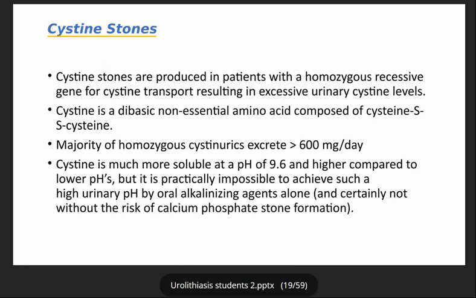The last type is cystine stone, and usually these stones are genetically formed because of abnormality in the amino acid cysteine. And to get rid of this stone, you have to make the urine pH very alkaline, more than 9.6, which is not very practical in real life. So the advice we give the patient is that they have to drink more water, and there are certain medications that can be given that complex with cysteine and can be excreted in the urine.